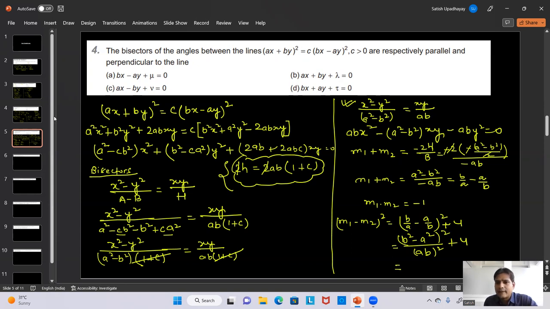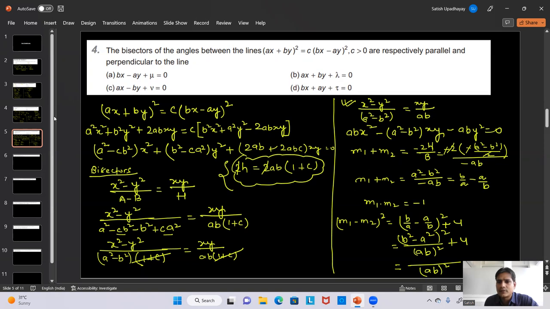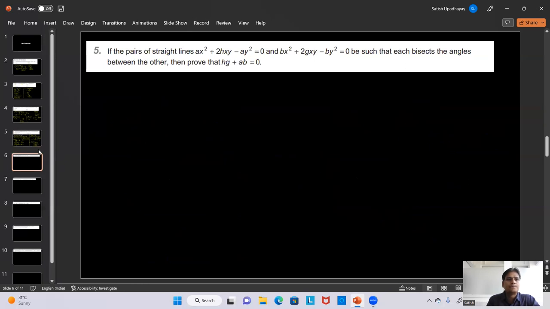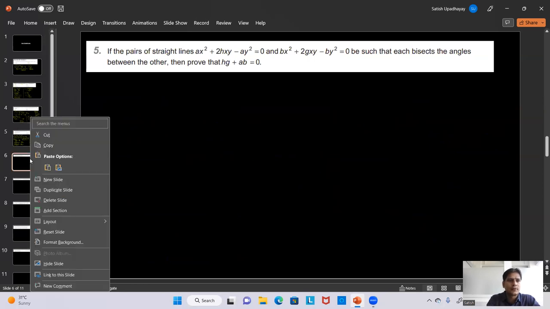And further what do we get? Why am I finding this? To find the value of m1 and m2. So if I take the LCM, a square b square, this will be (b square minus a square) whole square plus 4 times a square b square. If you see, what can we do? We are having no space. Let me just copy this slide.